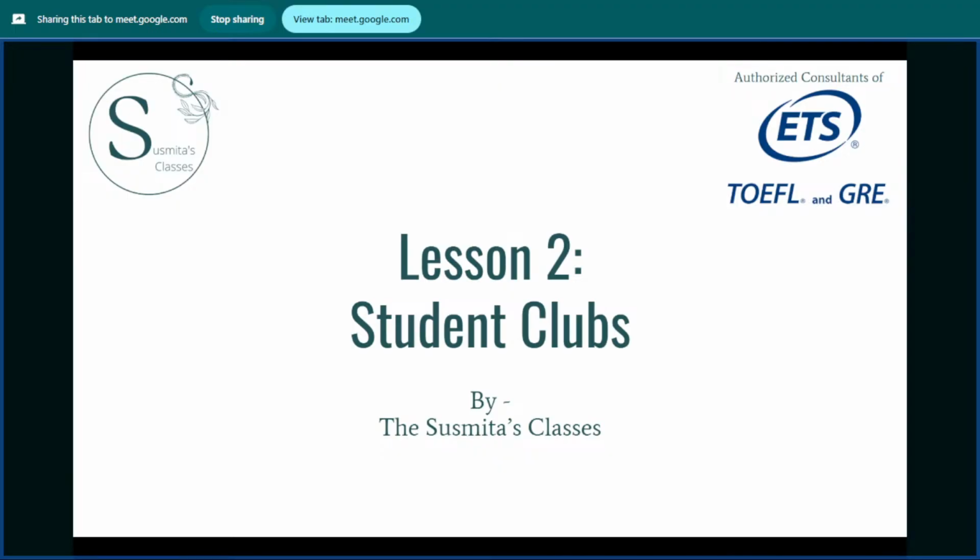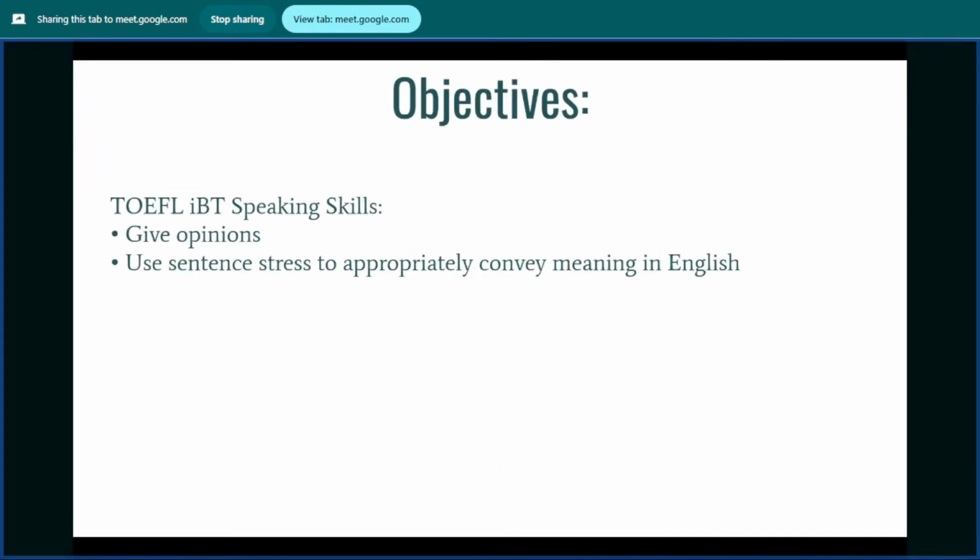Speaking over here, we have student clubs. Now we know what student clubs are, right? There are different clubs in universities that we can join according to our expertise and our hobbies, correct? First, we'll learn to give opinions, and we will also learn how to use our sentence stress to appropriately convey the meaning in English.